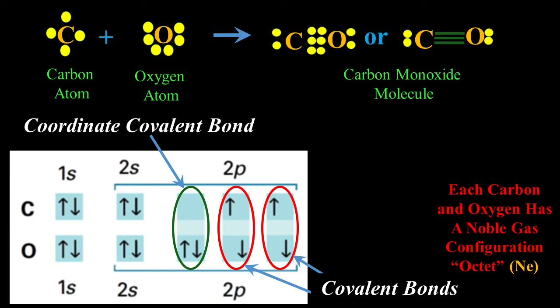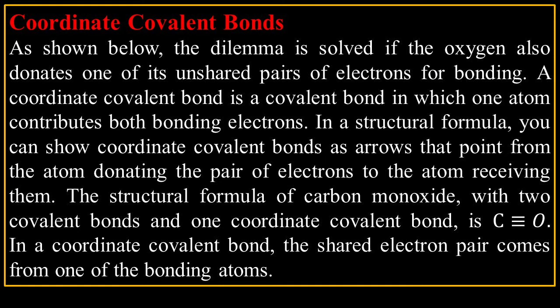You have a normal sharing, as we know, in covalent bonding, where the two red bonds are typical covalent bonds, but the green bond is completely from the oxygen atom, those two electrons, and it forms a bond, and so everything is satisfied. As shown below, the dilemma is solved if the oxygen also donates one of its unshared pairs of electrons for bonding.